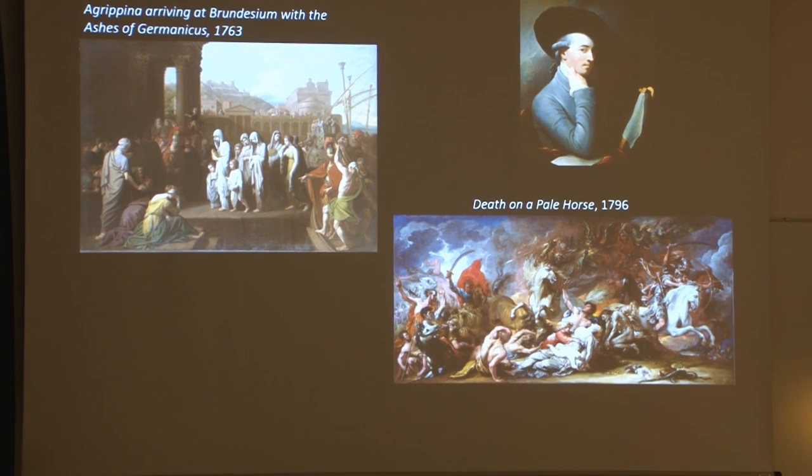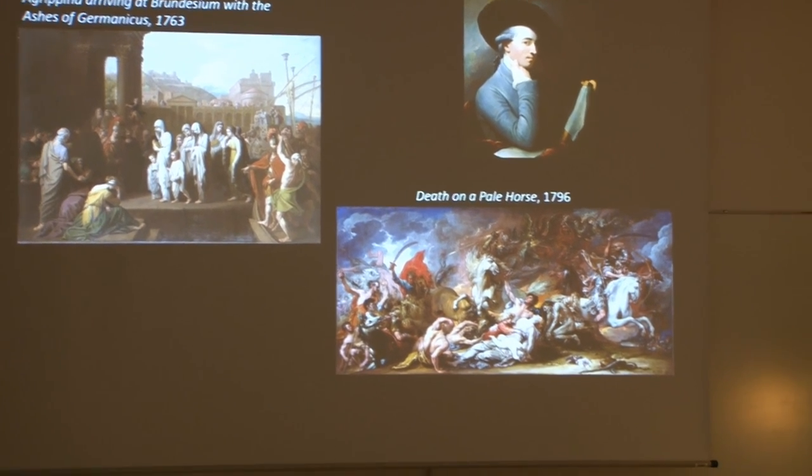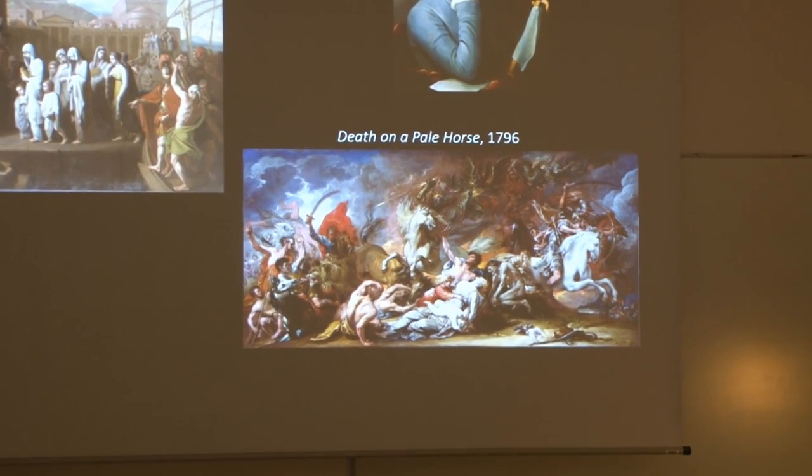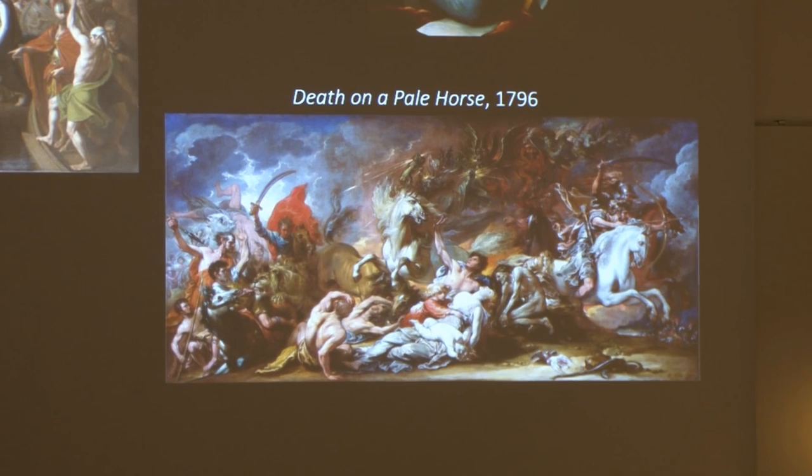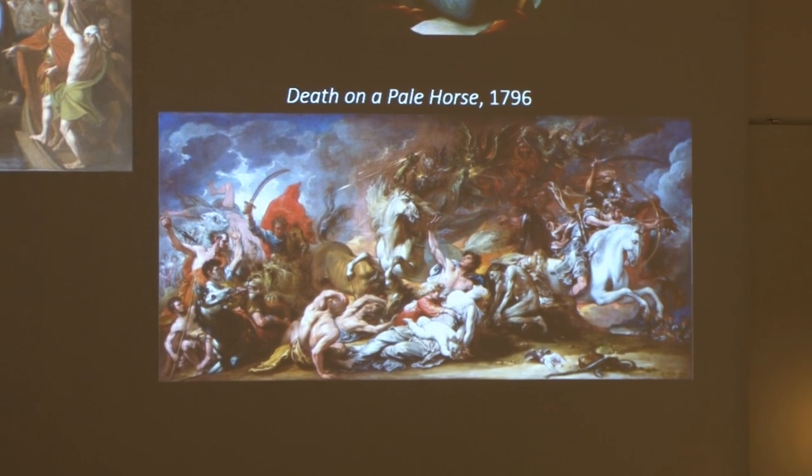West's biblical subject, Death on a Pale Horse, was one of the first romantic paintings, exhibiting the typical characteristics of fear, suffering, and death, as Irish philosopher Edmund Burke described in his influential 1757 essay, A Philosophical Inquiry into the Origin of Our Ideas of the Sublime and Beautiful.